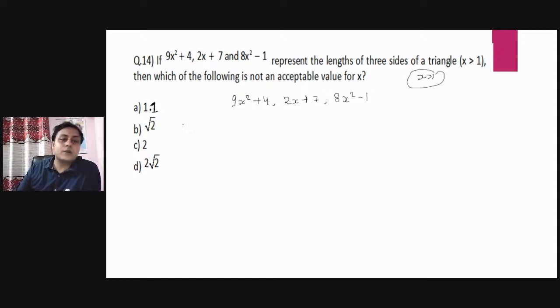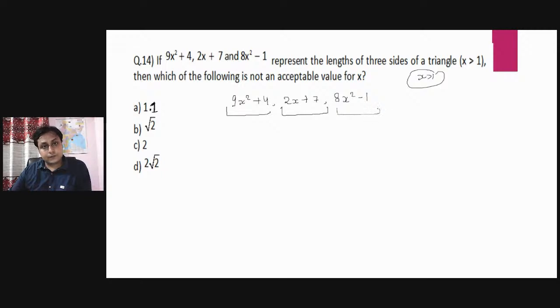So guys, first option is 1.1, right? Which of the following is not an acceptable value for x? So guys, first of all, tell me the greatest length here, the greatest value among these three. This is 2x plus 7, this is 9x plus 4, this is 8x squared minus 1. So this 9x plus 4 should be the greatest value, meaning the longest side of this triangle, right?